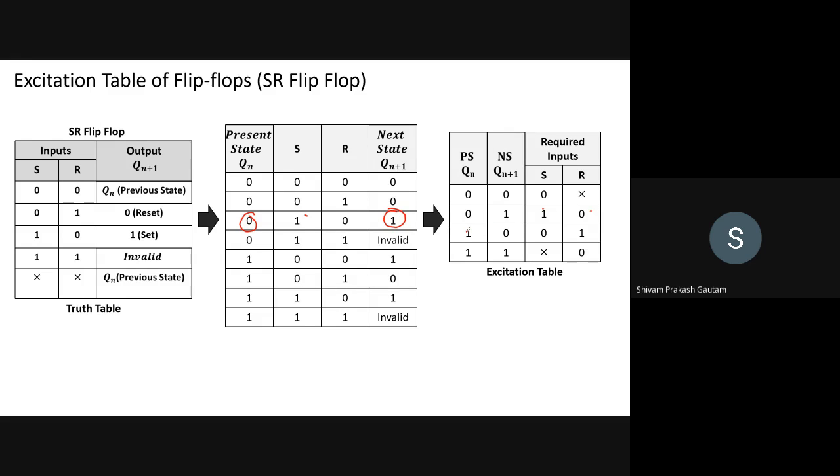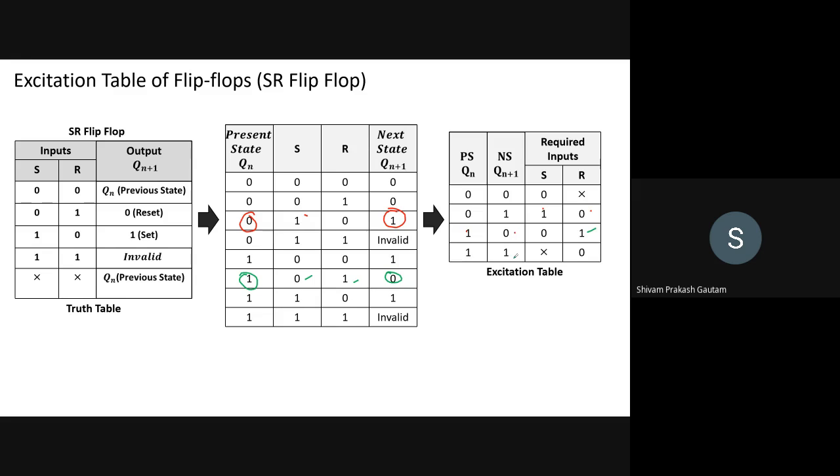Next is past state is 1, future state is 0. Past state is 1 is this. Future state is 0. Past state is 1 and future state is 0. I think this is the case. Are there any other cases? No, sir. So value of S is equal to 0, which is okay, and value of R is equal to 1, which is given here.